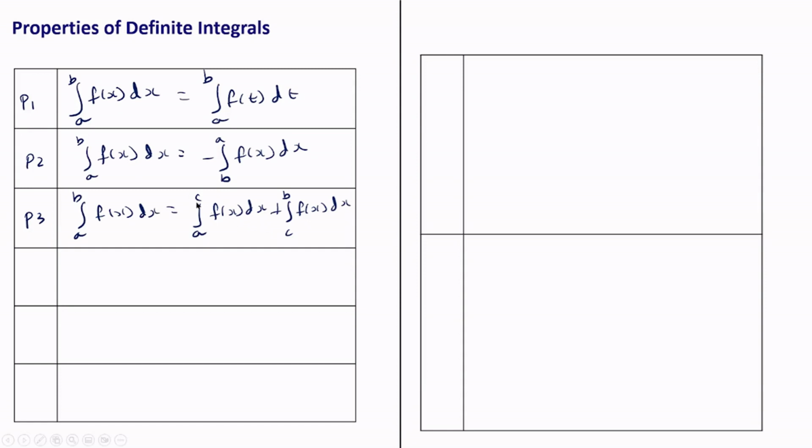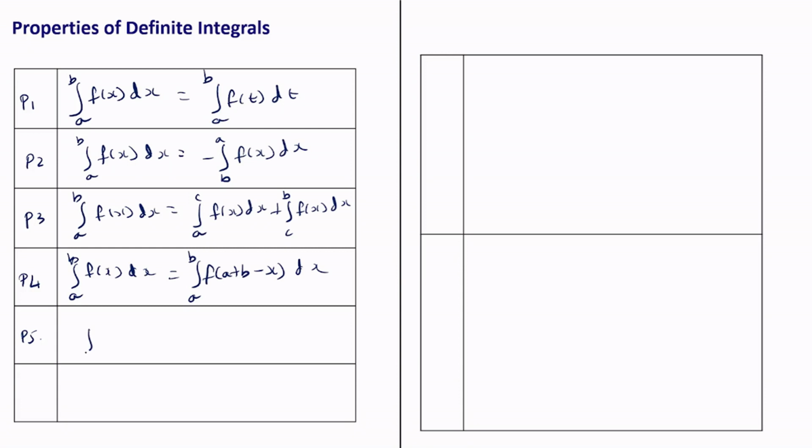So if c is any point in the open interval (a, b), then we can write integral a to b f of x dx as integral a to c f of x dx plus integral c to b f of x dx. Now this property is very useful while integrating modulus functions. Next we have integral a to b f of x dx. It is equal to integral a to b f of a plus b minus x dx.